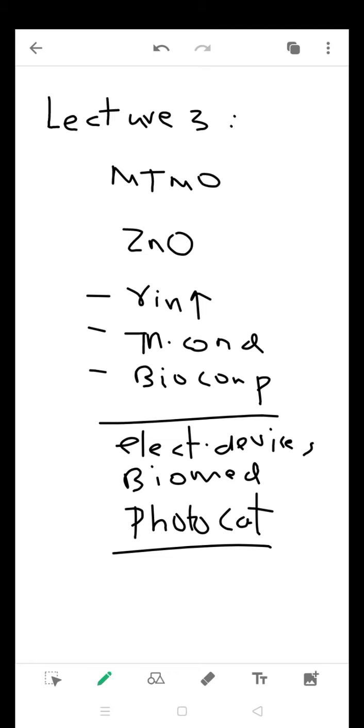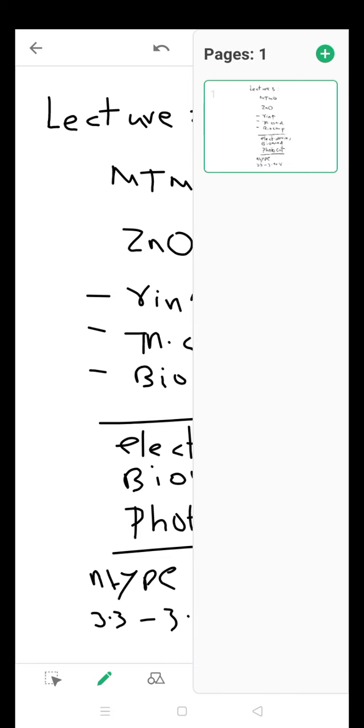It's basically an N-type semiconductor. It has a band gap of about 3.3 to 3.4 electron volt. What we will discuss here is how we can further improve the performance of this zinc oxide. Now, an effective way of improving the performance is to dope it with another metal ion. So we have chosen aluminium to dope in zinc oxide.